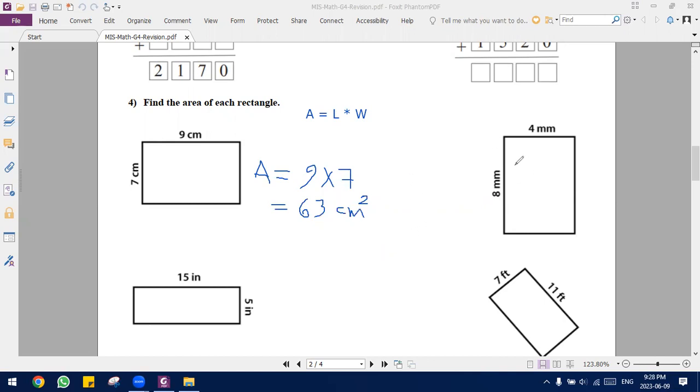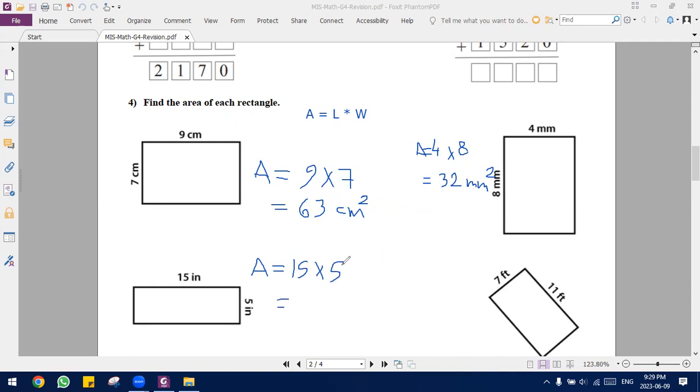Now let's do this rectangle on the right. Again, length times width. So the area is 4 times 8, which is 32 millimeter squared. Now the rectangle down here, the area is 15 by 5. Let me find the area.